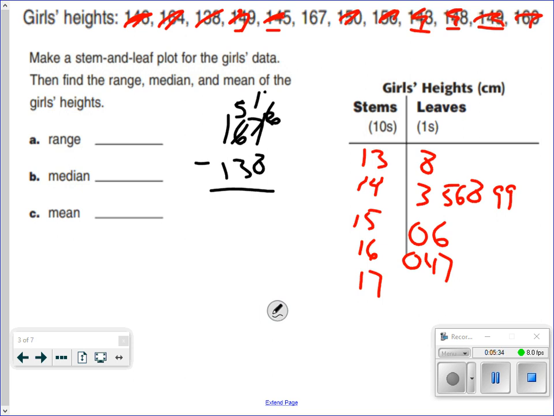Actually, I'll make this a 17. I apologize, kids. Make that a 5. So this 17 into 8 would be 9. 5 minus 3 would be 2. 1 minus 1 is 0. 29 is my range. I'm glad I caught that error.